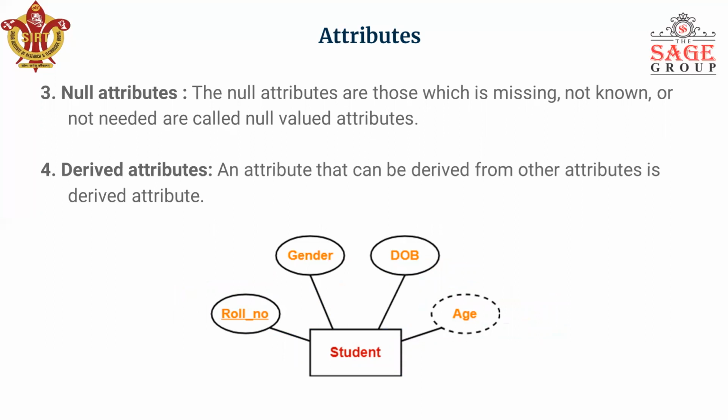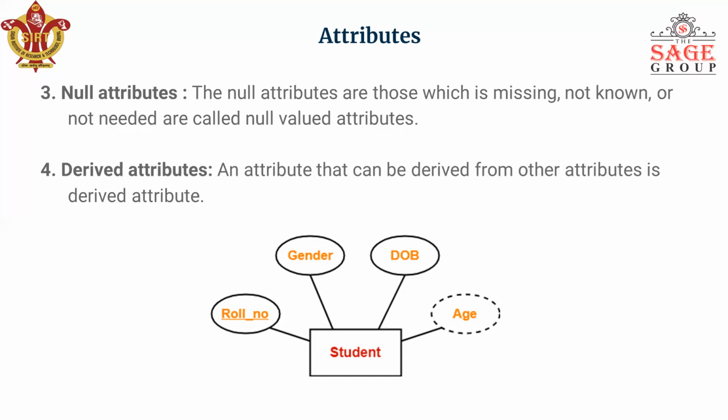The next attribute is the null attribute. The null attributes are those which are missing, not known, or not needed. This is called the null valued attribute. And the last one is the derived attribute. Basically, what is the derived attribute? The one which can be derived from another attribute is known as a derived attribute.